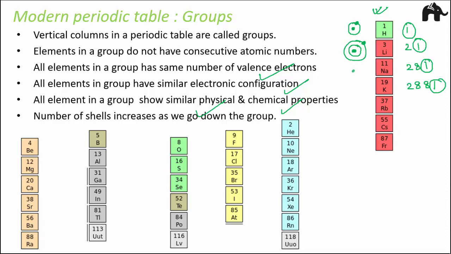If you talk about sodium, it has 2 in the first, 8 in the second, and then 1 in the third. If you talk about potassium, it has 2 in the first, 8 in the second, 8 in the third, and 1 in the fourth. So you see, as we go down, the number of shells is increasing and therefore the atomic size also increases.